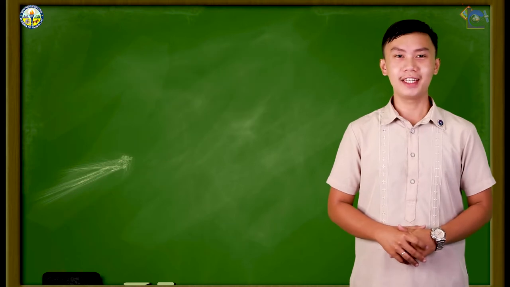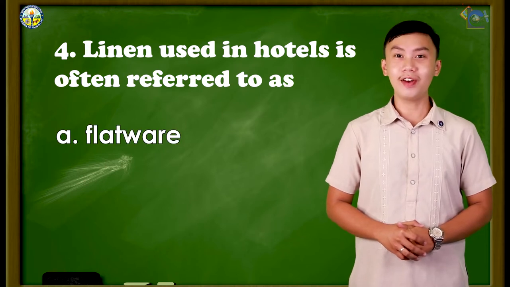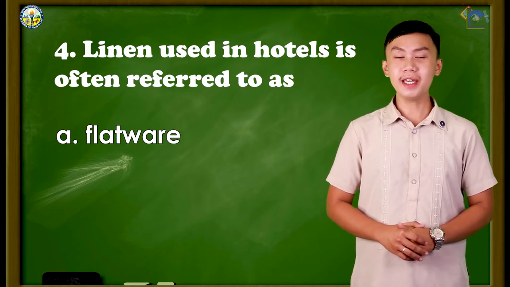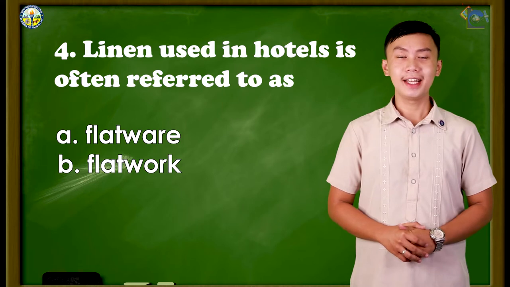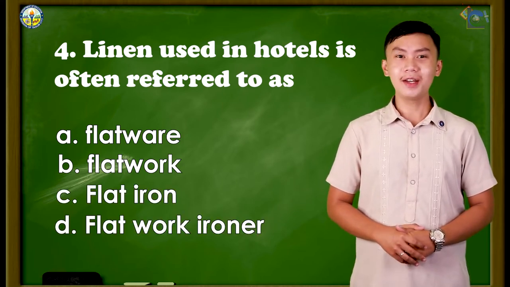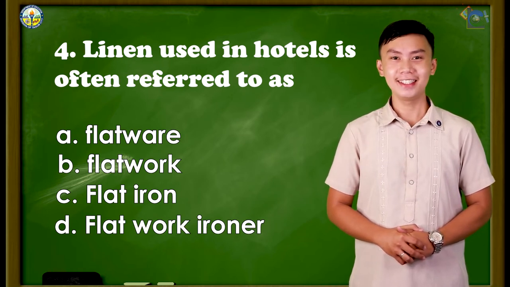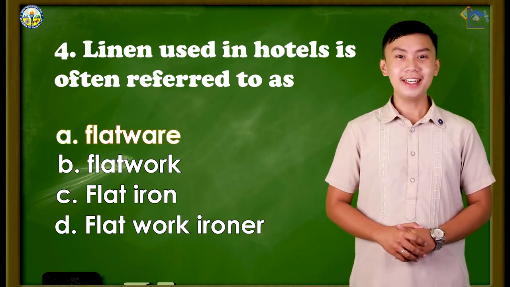Question number 4. Linen use in hotels is often referred to as letter A, flatware. Letter B, flatwork. Letter C, flat iron. Or letter D, flat work ironer. And the correct answer is letter A.